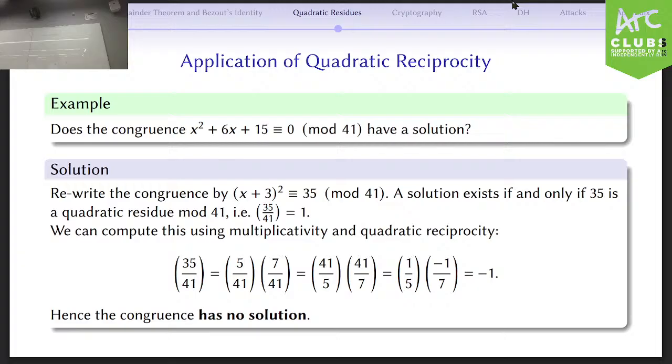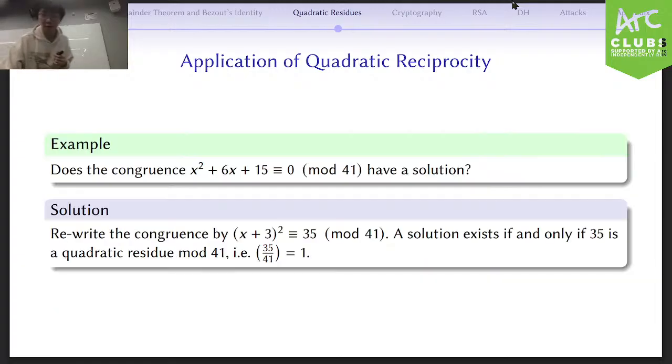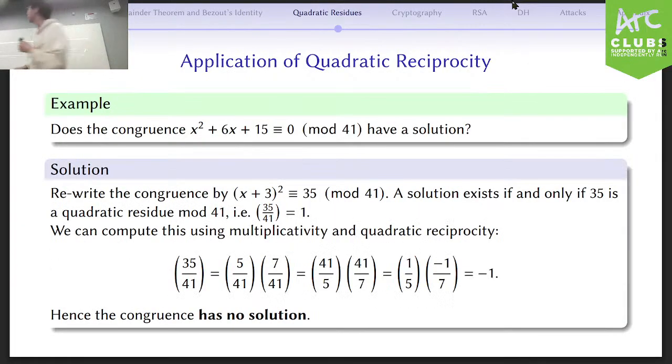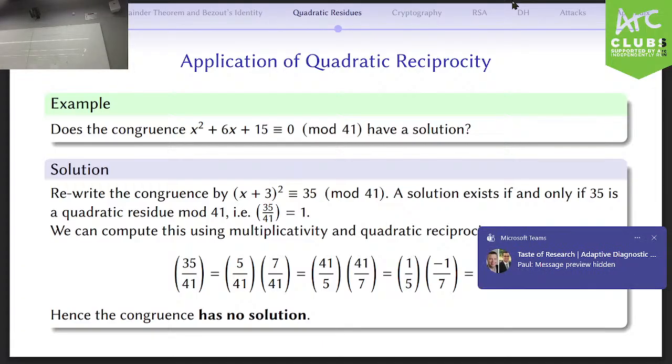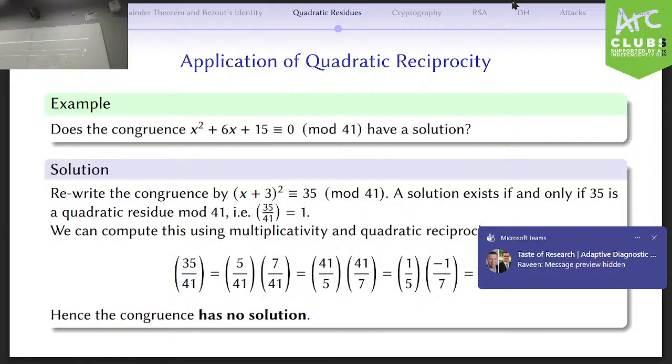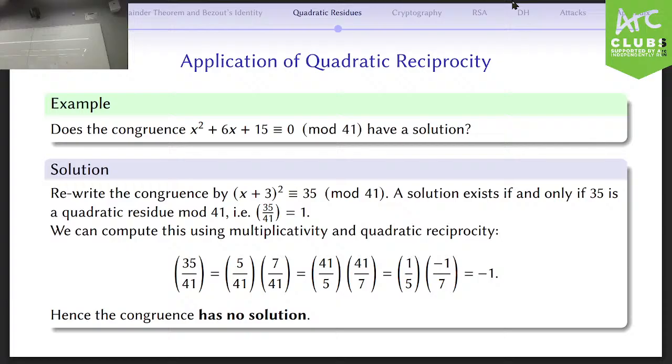And minus 1, if we go back, because I genuinely forgot what it was, minus 1 on P is equal to minus 1 to the power of (P minus 1) on 2. So minus 1 on 7 would be minus 1 to the power of (7 minus 1) on 2, which is minus 1. Times minus 1 is minus 1. So what does that mean? That means 35 is not a quadratic residue mod 41, and you can't find x plus 3 such that x plus 3 squared is 35 mod 41. Therefore, you can't find an integer x, so this thing has no solution.